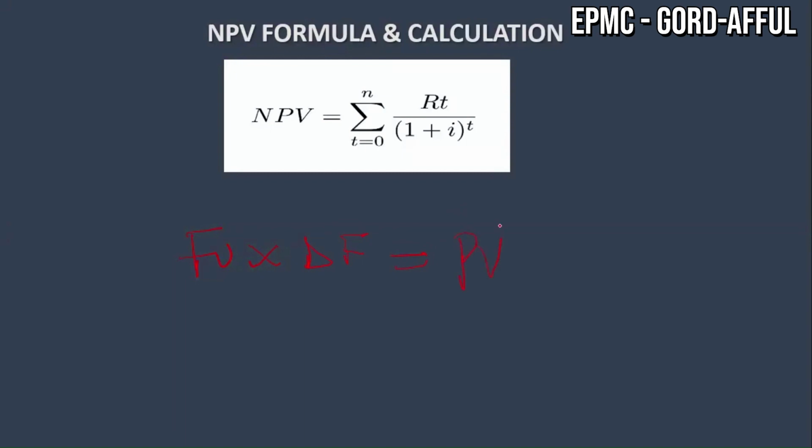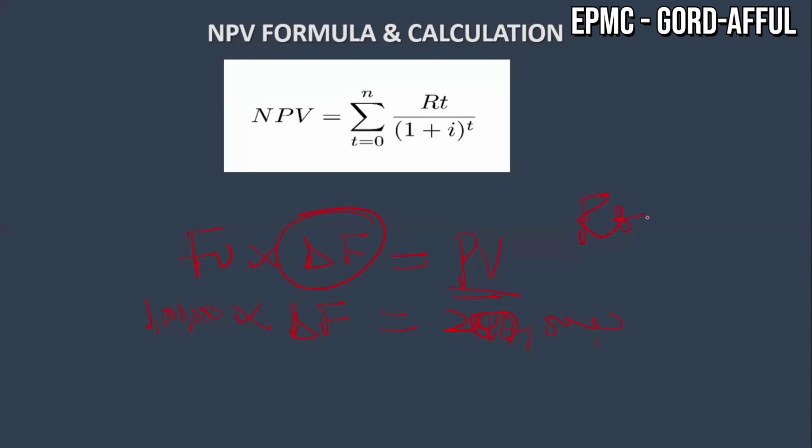Like the example I gave, 1 million is the future value. We want to bring it to the present value. We multiply by the discounting factor. And that gave us 247,000 if you round it up, close to 250,000. Okay? So this is what you do. If you want to bring it to the present value, you look for the discounting factor and we work these ones out.